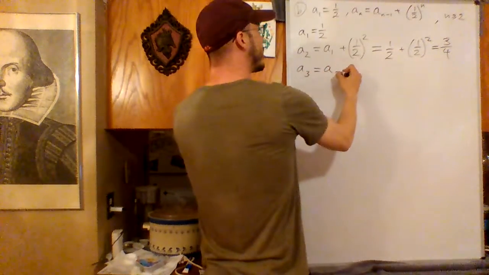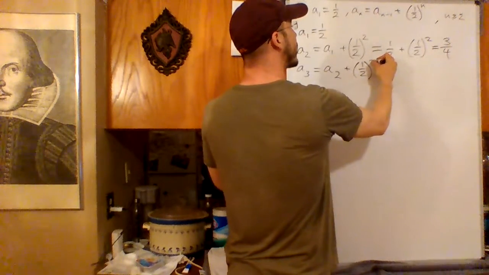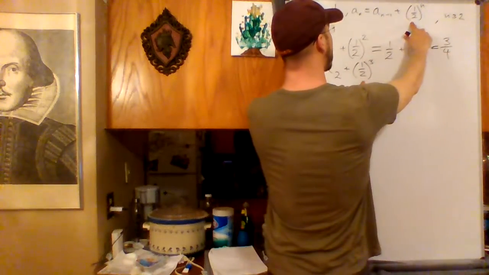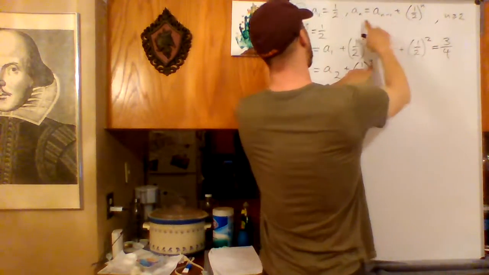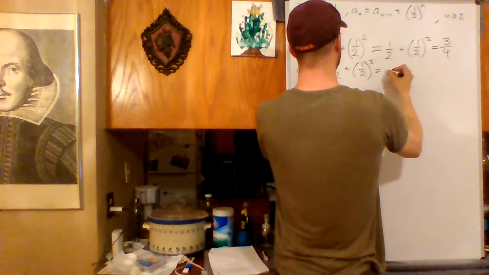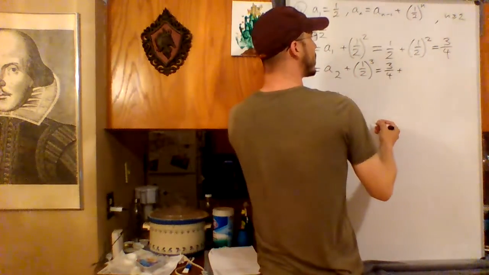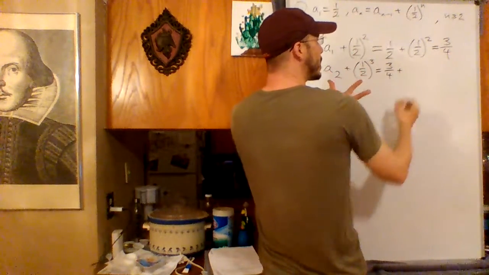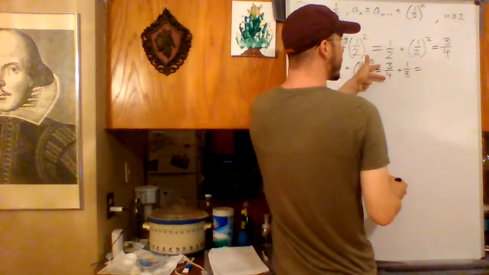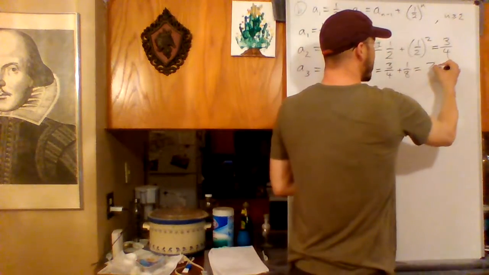A3 is A2 plus 1/2 to the 3rd power. So n minus 1 is 2 here. I'm going to add 1/2 to the 3rd. That's, well, A2 is 3/4. And if I want to add 1/2 to the 3rd, 1/2 times 1/2 times 1/2 is 1/8. So this is 6/8 plus 1/8 is 7/8.